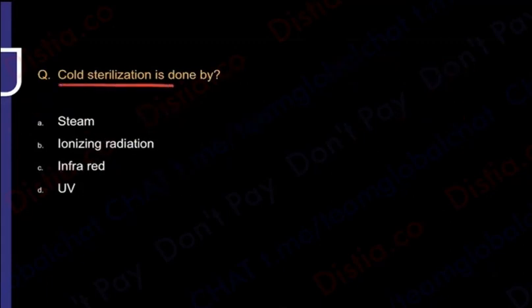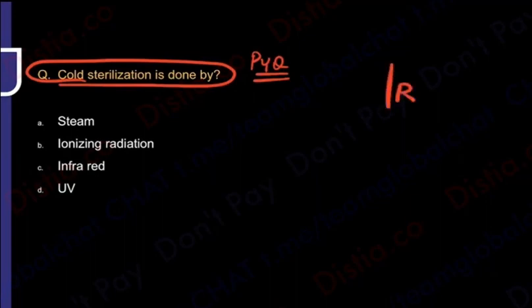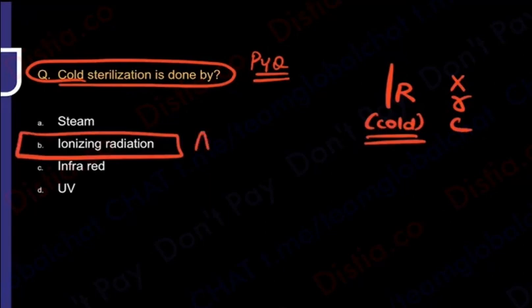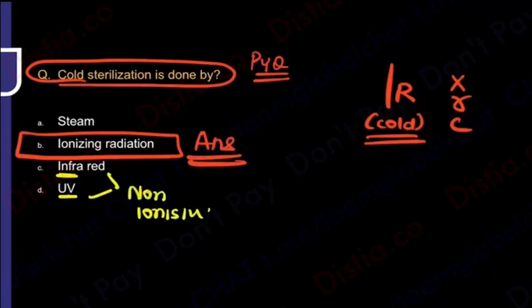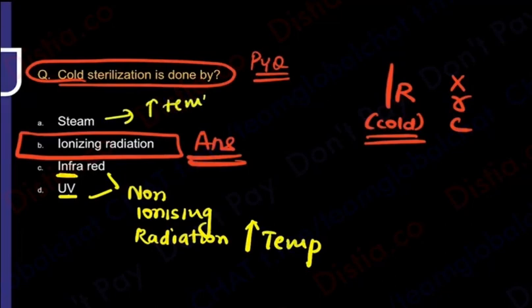Last one, cold sterilization is done by, their favorite, most asked PYQ. Right now I said that ionizing radiation, like the X-rays, gamma rays, and cosmic rays, are all examples of cold sterilization. So ionizing radiation, yes, I see that as an option over here. Definitely. Look at the rest: do ultraviolet light and infrared light? Of course, yes, they are non-ionizing radiations. They definitely increase the temperature. And steam, for obvious reasons, will increase the temperature. They ask me cold. In cold only ionizing radiation is possible. Yes, on that note, we have wrapped up all of our physical methods. Now we are going to move forward.